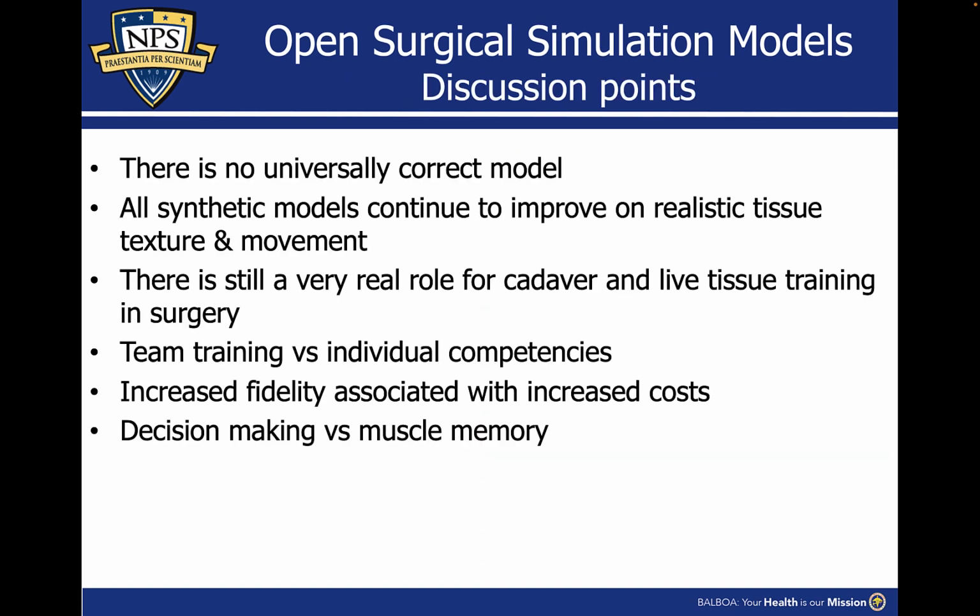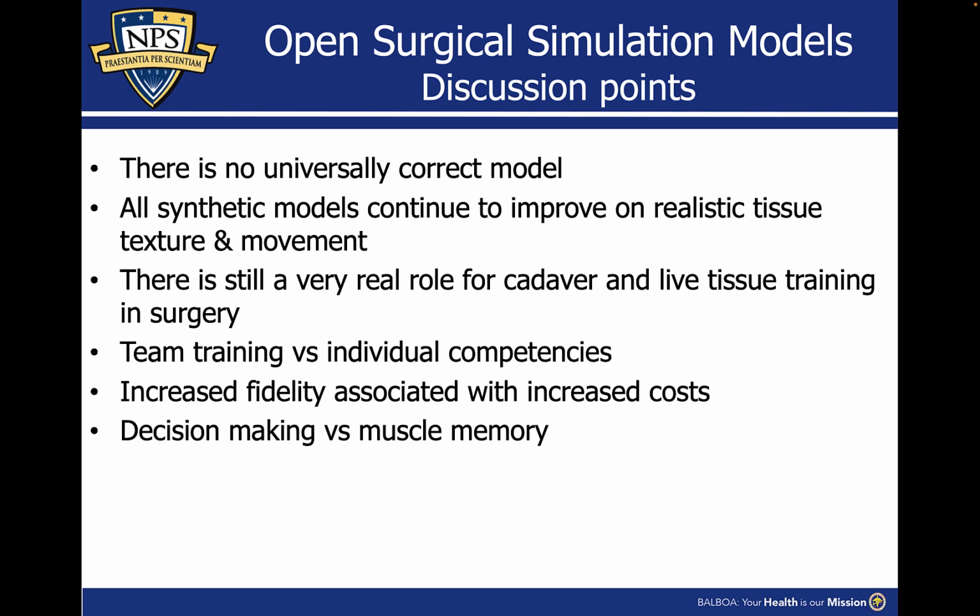Finally, to wrap it up, I just wanted to make a few final discussion points. A is that there is no universally correct model. So what you're going to want is going to depend on the end user, what type of training you're doing, whether it's just sets and reps and trying to figure out the steps of a procedure, how complex that procedure is, and if you need to have multiple teams or people in on that procedure. All these models over the years have continued to improve on realistic tissue texture and movement, especially those hyper-realistic models.